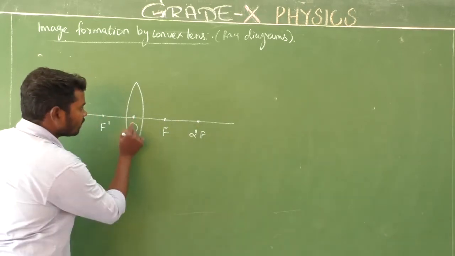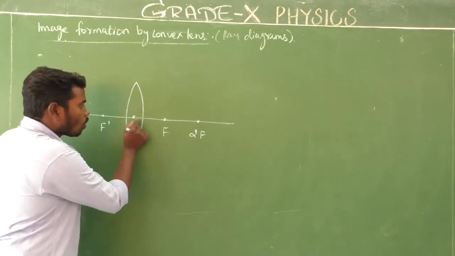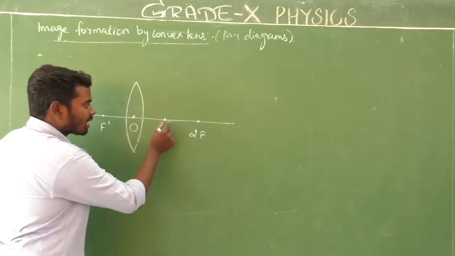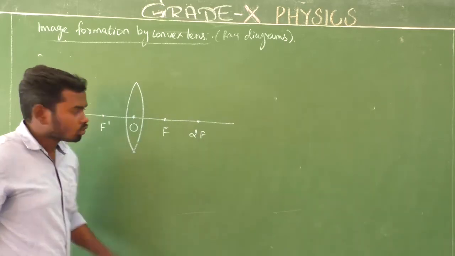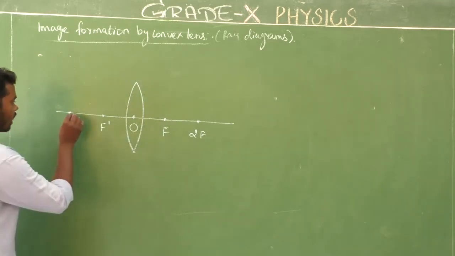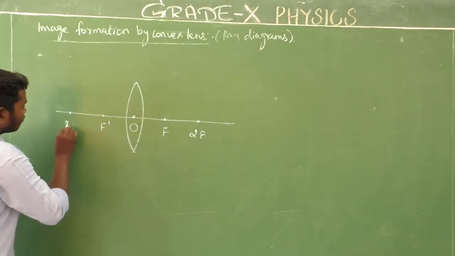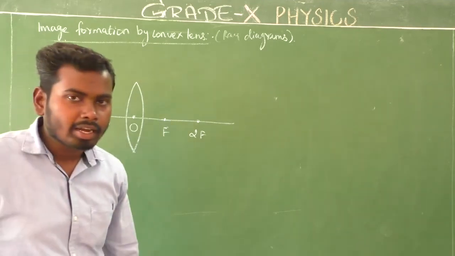But the distance between O and F is the focal length. So if OF is the focal length f, what about F to 2f? That is also f, the focal length. So this is twice its focal length. Am I right? Yes. On the left side also there will be 2f dash. Is there any doubt?